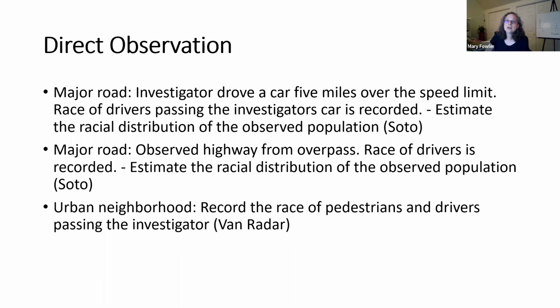Okay, so examples of direct observation. In Soto, there were 2 examples of direct observation: an investigator drove a car 5 miles over the speed limit, and the race of drivers passing the investigator's car was recorded. This estimates the racial distribution of who the officers are seeing, the observed population. Also, as an alternate measurement, investigators observed the highway from an overpass, and the race of drivers recorded also estimates the racial distribution of the observed population.